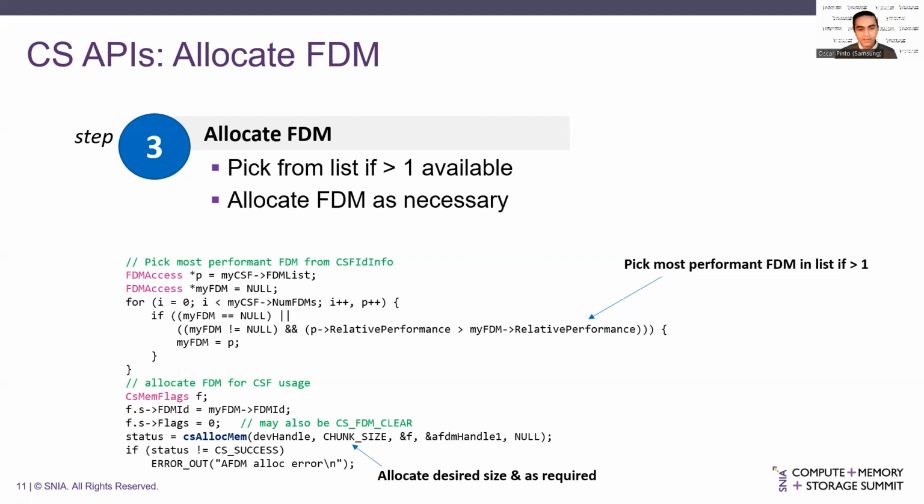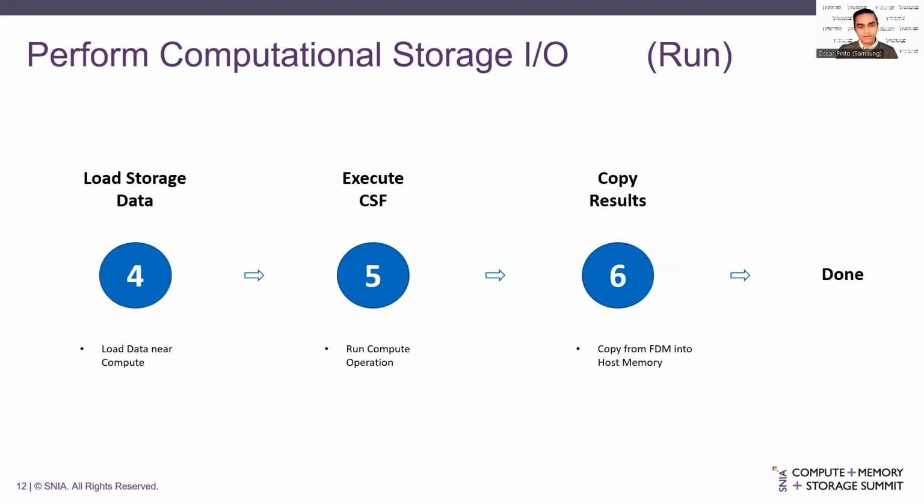Once you have picked that, you would use CSAllocMem as your API. You provide the device handle, and you specify mem flags. For mem flags, you would specify the FDM that you just chose here, and you would allocate the memory. The outcome of it is a memory handle, that is the AFDM mem handle. Once you've done that, you've completed your setup, and in the next stage you're ready to run your computational storage I/O.